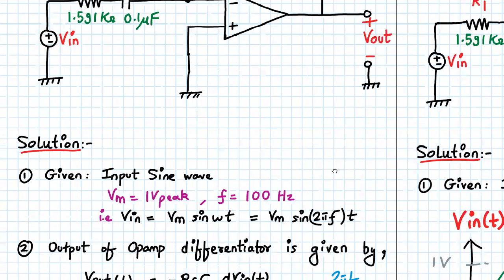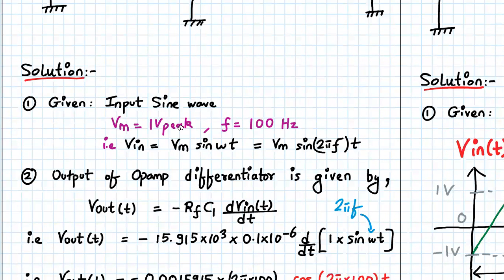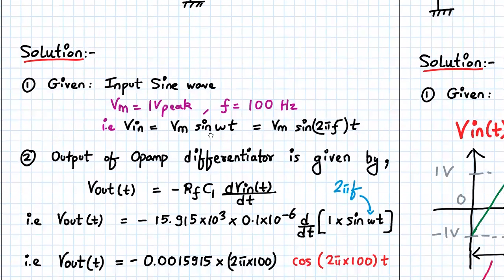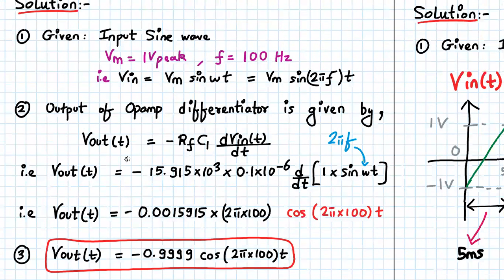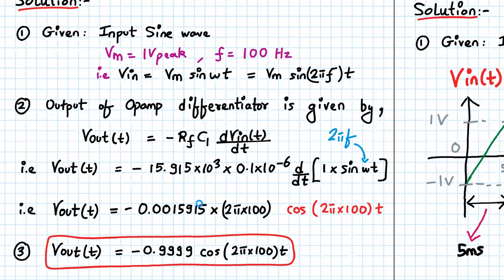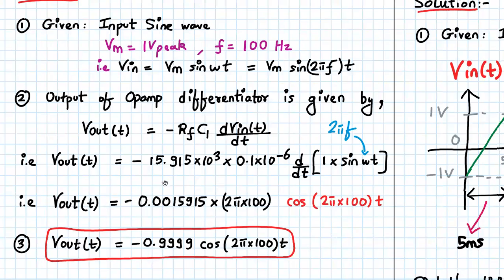Okay, so let us see now. We have been given input sine wave where Vm value is 1 volt peak, f is 100 hertz. So Vin will be Vm sine omega t, that is Vm sine of 2 pi f into t. The output of the differentiator is given by V out of t is equal to minus Rf into C1 d by dt of V in of t. So the value of Rf and C1 we substitute over here.